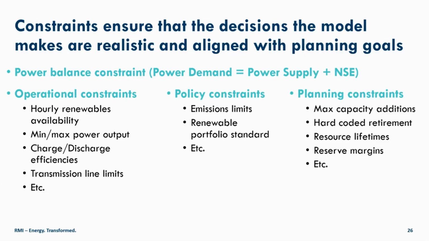Finally, we have planning constraints, and these might be maximum capacity additions of a certain type of resource, hard coding retirements, resource lifetimes after which that resource would retire, and reserve margins for reliability. We're going to be talking a little bit more later about hard coding retirements in the best practices section. But this is a specific area that I think is important to really scrutinize carefully, because this is an area where utilities can impose artificial constraints on planning that risk putting the thumb on the scale of outputs. And we'll talk about an example later.